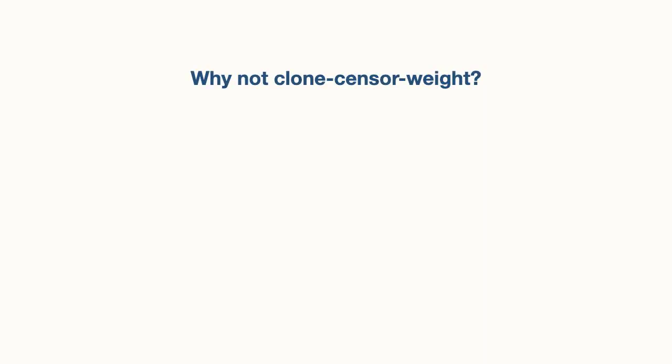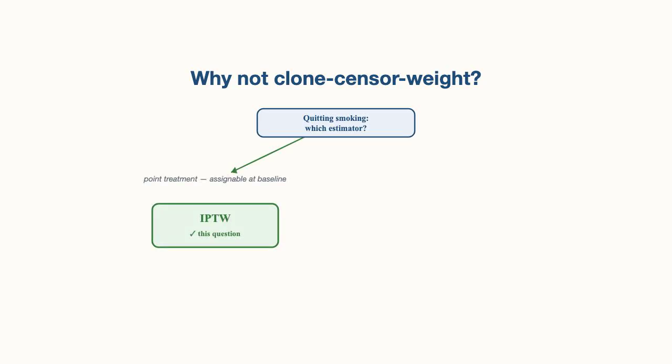Now the punchline the whole course was building toward. Lesson 13's lab promised you would hand-roll clone-censor-weight. So why didn't we? Because quitting smoking is a point treatment, assignable at baseline. The estimator flowchart sends a point treatment to IPTW, not to clones. Forcing clone-censor-weight onto this question would be Lesson 15's sin in reverse. The heaviest tool for a question that did not ask for it.